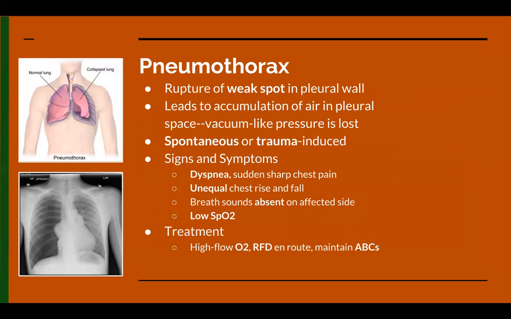So now we're going to get into the diseases and such. So we'll start with pneumothorax. And that is basically just a rupture in the weak spot in the pleural wall, right? So it's a collapsed lung. That's the more common term for it. And basically, if you can see in the picture here, it leads to accumulation of air in this pleural space. And so the lungs basically just collapsed. And so that vacuum pressure is lost.